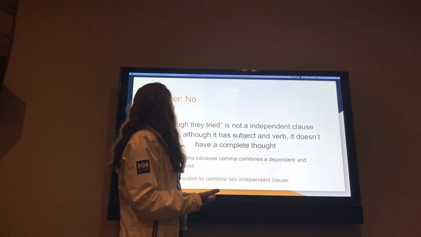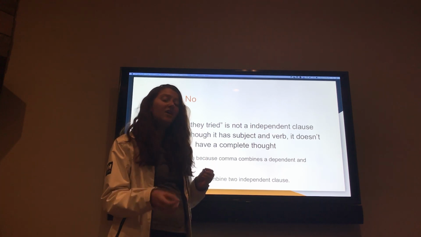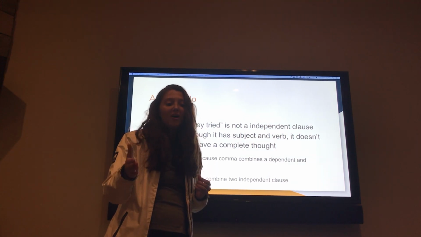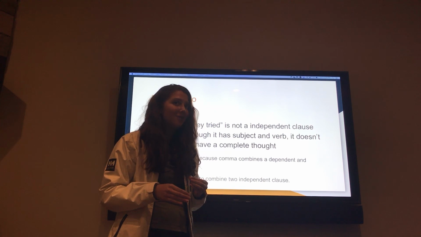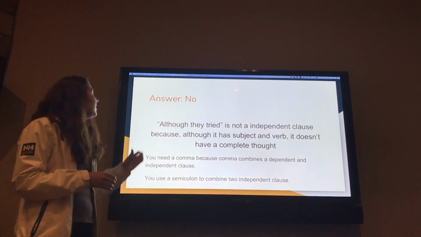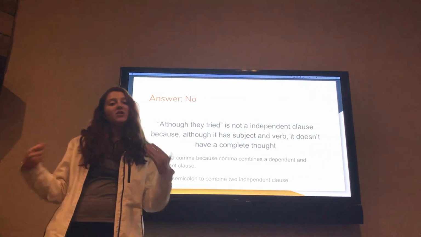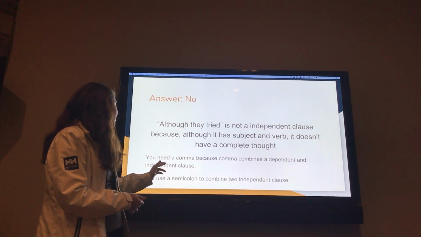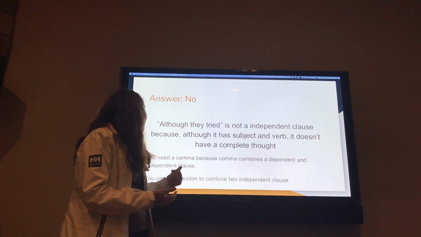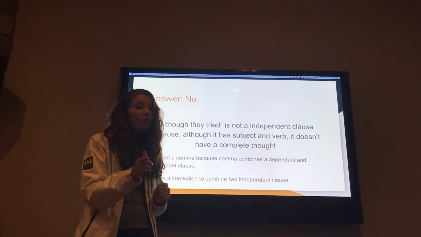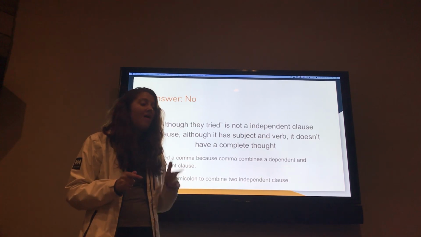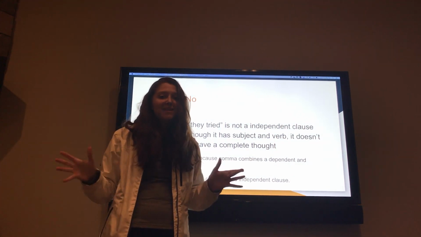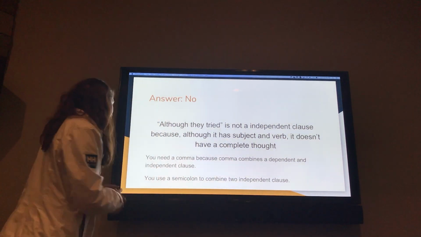The although being in here makes this an incomplete thought, thus it's a dependent clause, because it cannot be a sentence all on its own. So if you want to combine although they tried, they failed, you will need a comma in between these clauses, because a comma combines a dependent and an independent clause. A semicolon can only bring together an independent and an independent clause altogether.